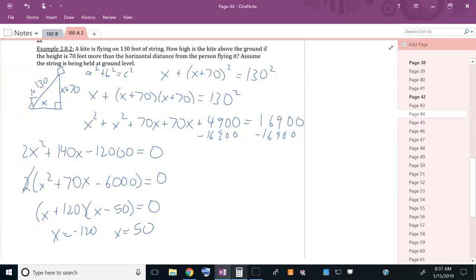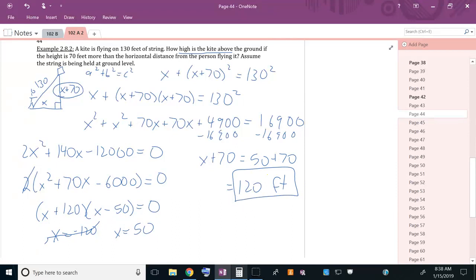Now, generally for story problems, it does not make sense to have negative answers, so I'm going to go ahead and cross that one out. Now, I have to be a little bit careful because I'm not actually done yet. My answer, I would like to know how high is that kite above the ground, which, the way I've labeled it, is this x plus 70 side. So, my x is correct, but I'm not quite done yet. I've got to do one final computation, and I get my final answer is 120.